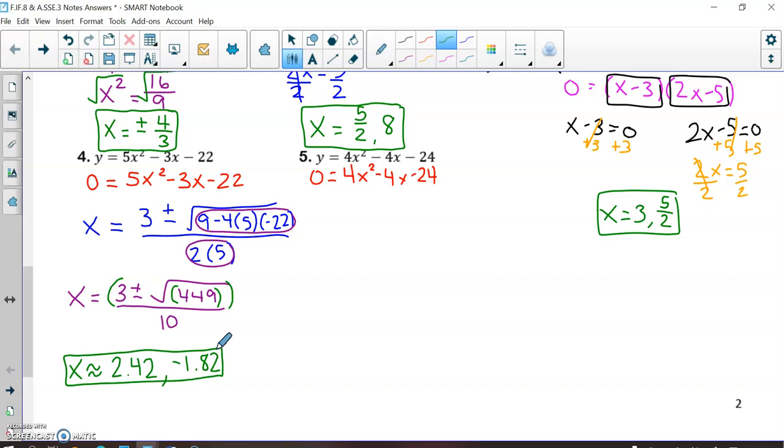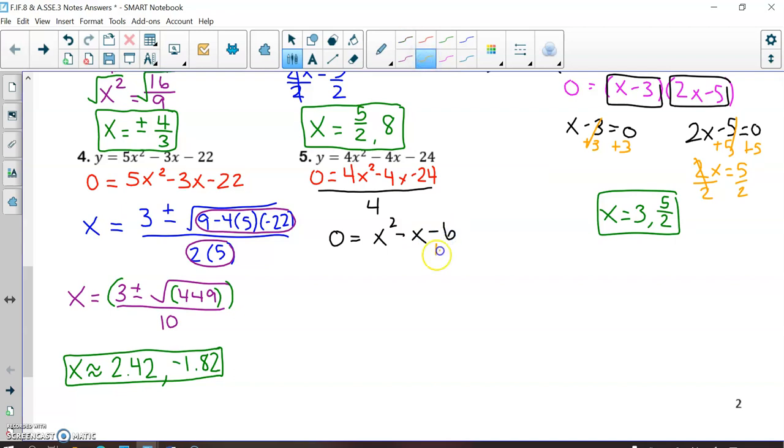All right, and number 5, lastly, we're going to review completing the square. And so what we're going to do first is get my coefficient of x squared to be 1. And how I do that is I need to divide everything by 4. So 0 divided by 4 is 0. 4x squared divided by 4 would be x squared. Negative 4x divided by 4 would leave you with negative x. And negative 24 divided by 4 leaves you with minus 6.